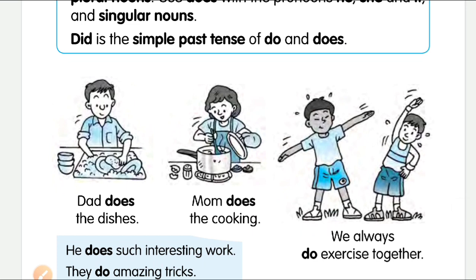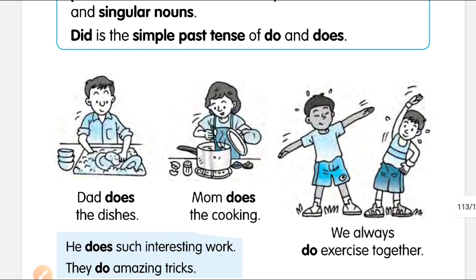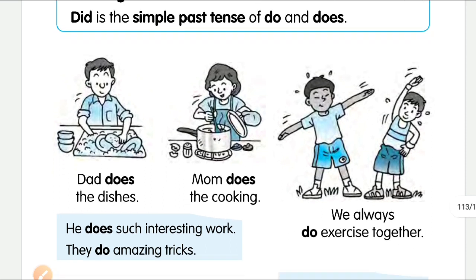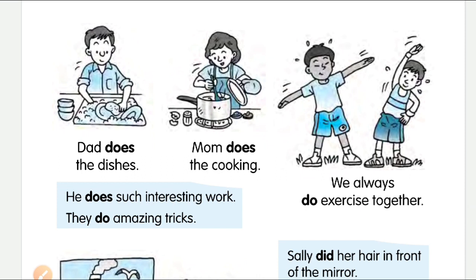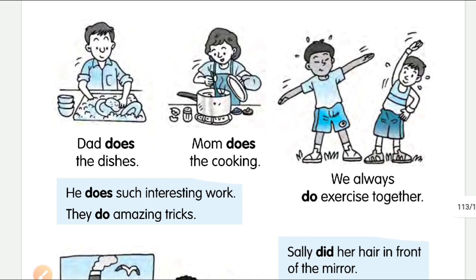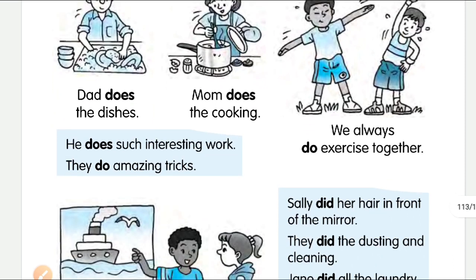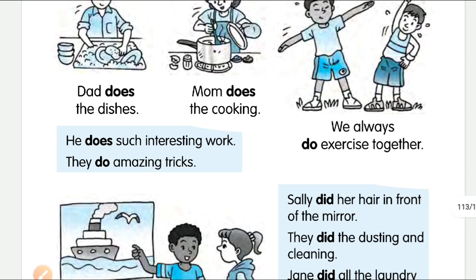Dad does the dishes, mom does the cooking. We always do exercise. You can see here we always, two people are there, two students are there. That's why here it is written do, and mom is single. That's why mom does. Dad is single. That's why dad does. He is single, that's why he does. They are many, that's why they do amazing tricks.